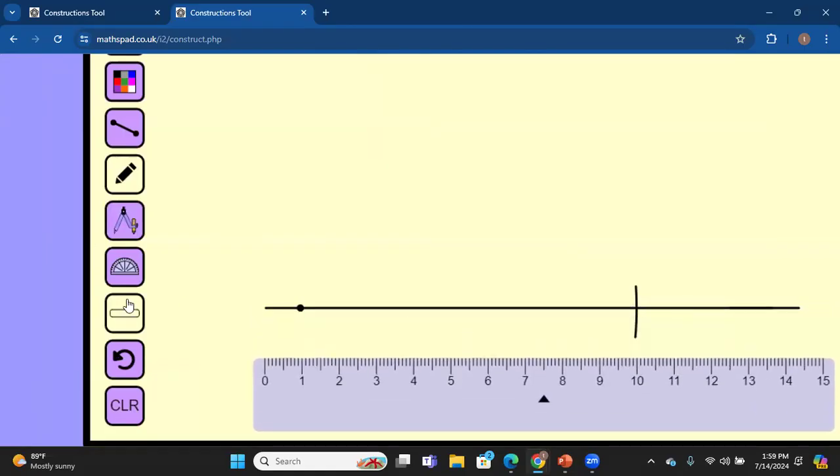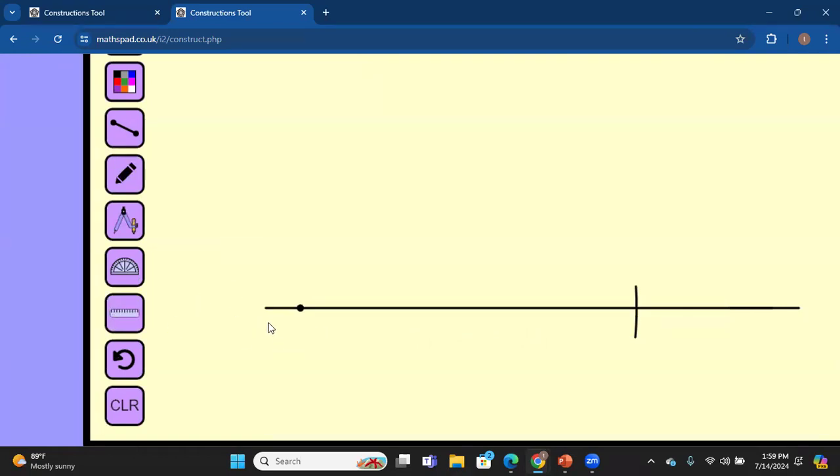what we have to do is label this. So this is P, and this is Q. And what else do we have? Well, PQ is 10 centimeters. It should be a bigger P, so let me make that bigger. So we have PQ, 10 centimeters.